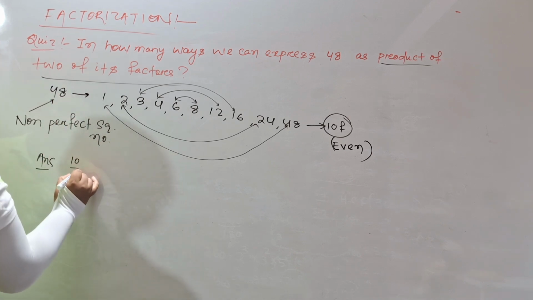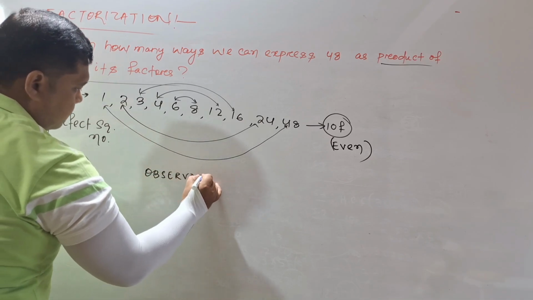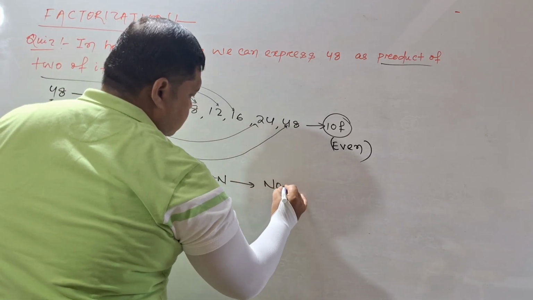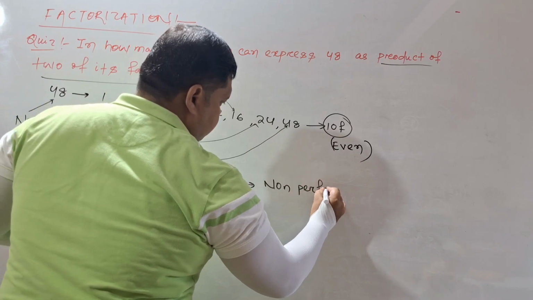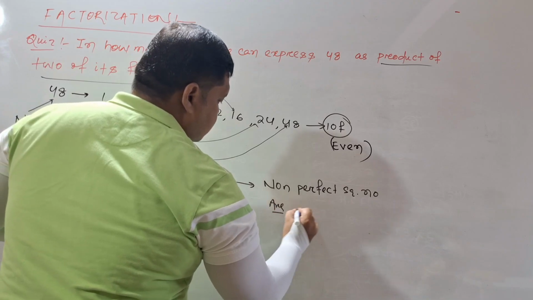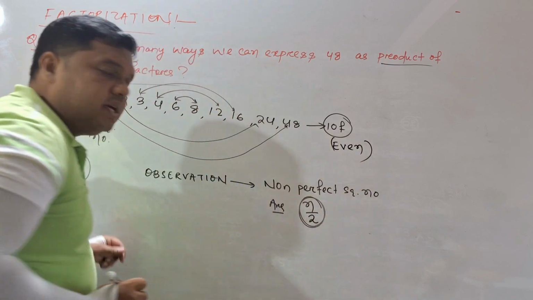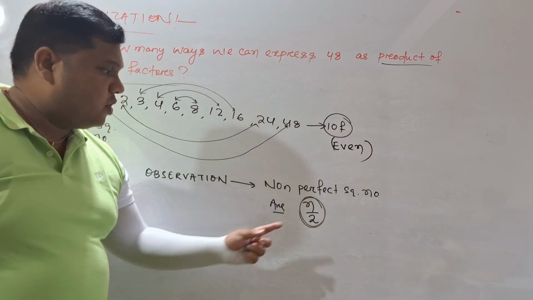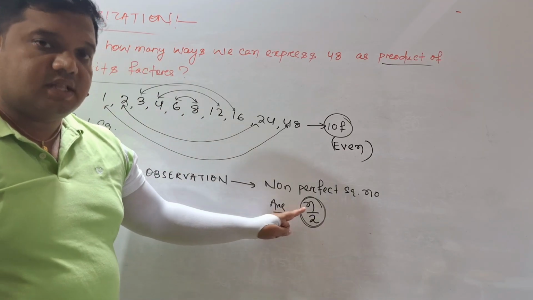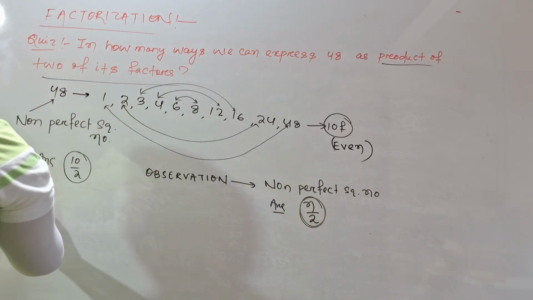The answer is 10 by 2. So here the observation is, for a non-perfect square number, the answer is: you first find the number of factors divided by 2. In how many ways can you express any number as a product of two of its factors? If the number is a non-perfect square number, you just find how many factors there are for that number, divided by 2. Only one formula.